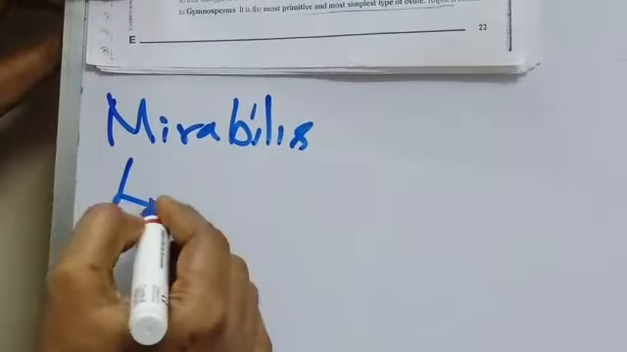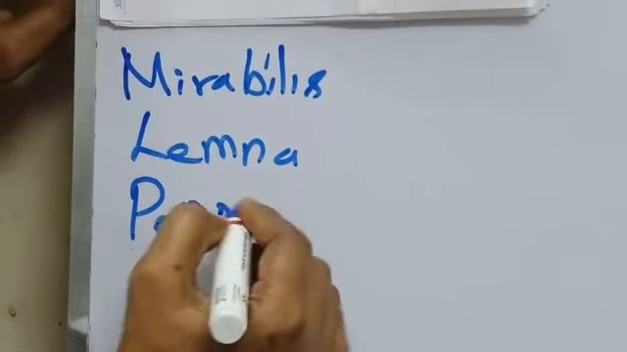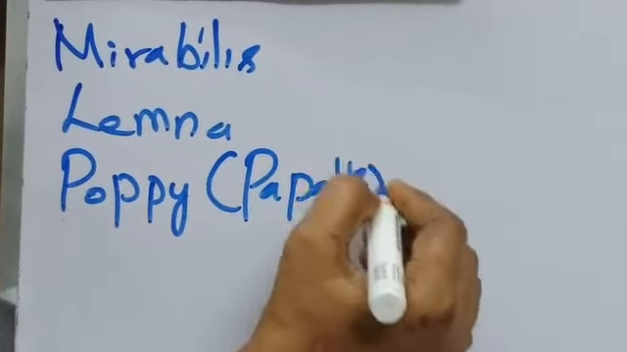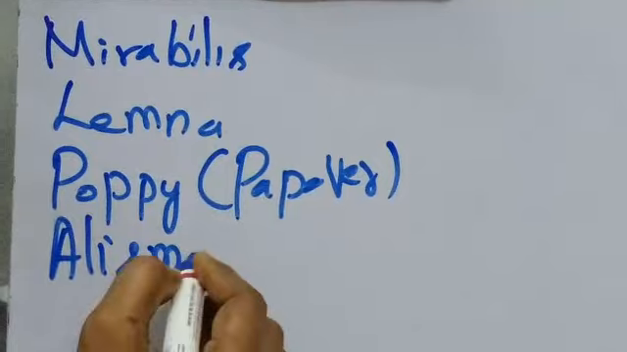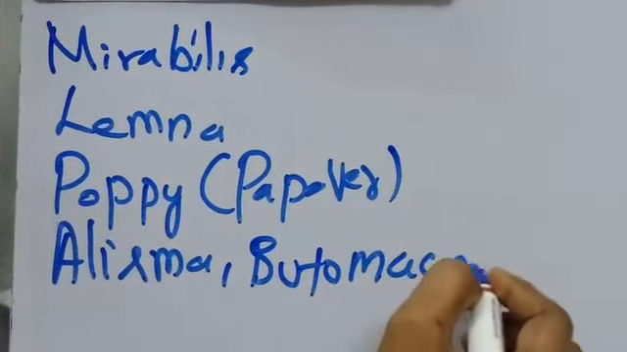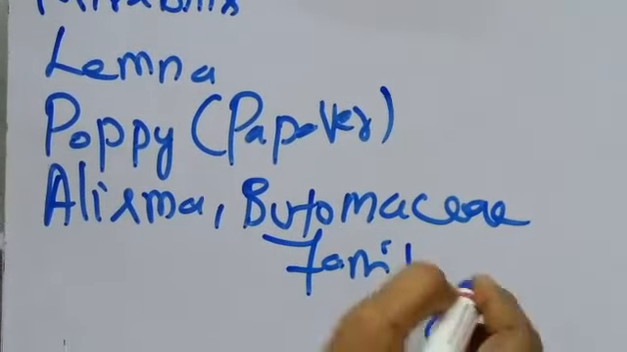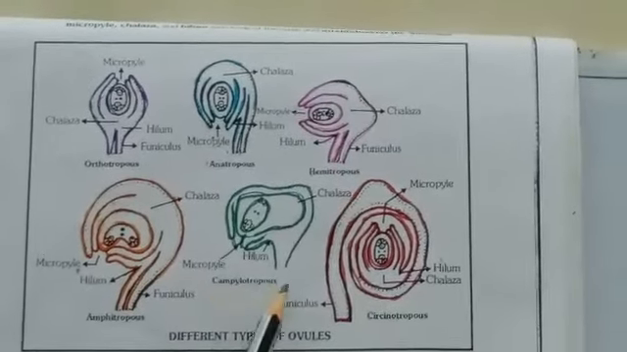Mirabilis, lemna. Poppy, that is papaver. Then alisma, then Butomaceae family. Next type of ovule is campylotropous ovule.